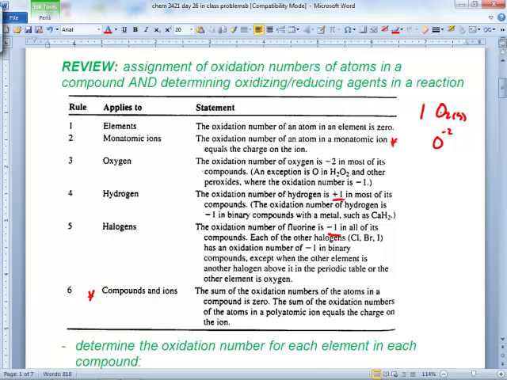Compounds and ions. Sodium carbonate. How many oxygens do I have? 3. How many carbons? 1. How many sodiums? 2. All those atoms, add up all their oxidation states. I'm going to get what? 0, because it's the overall charge. If I have carbonate, add up the oxidation states of 3 oxygens and a carbon, I'm going to get -2. Right. Let's practice this a little bit here.